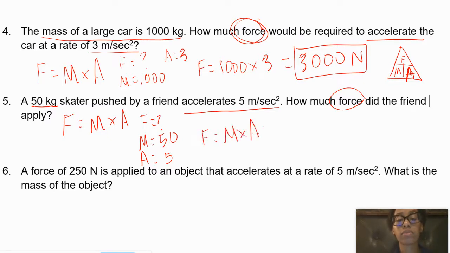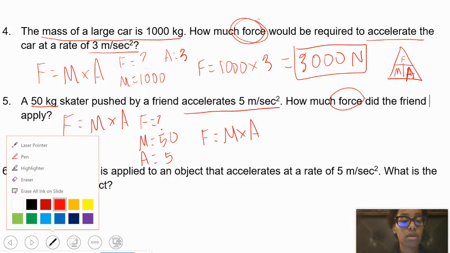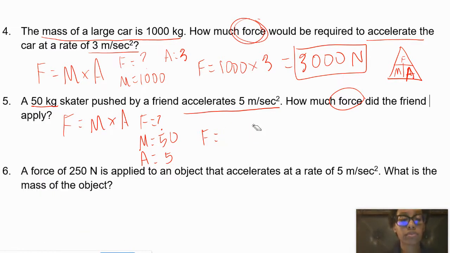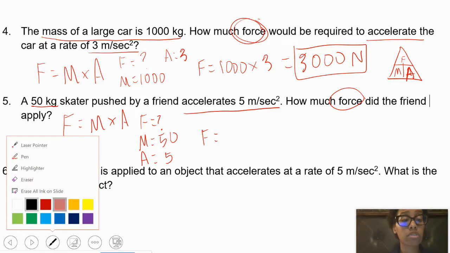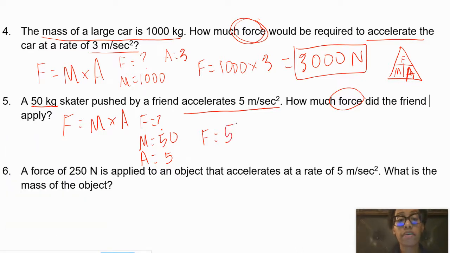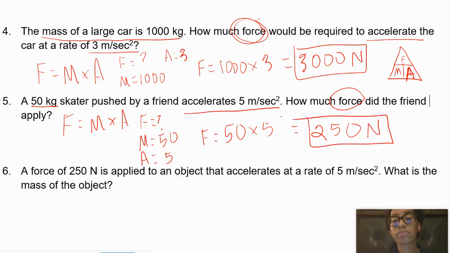Okay. So my formula is F equals M times A. Oh, I already wrote that. What am I doing? I meant to say, plug in my variables, F would equal 50 times 5. Therefore, F equals 250 newtons because it is force. Okay.